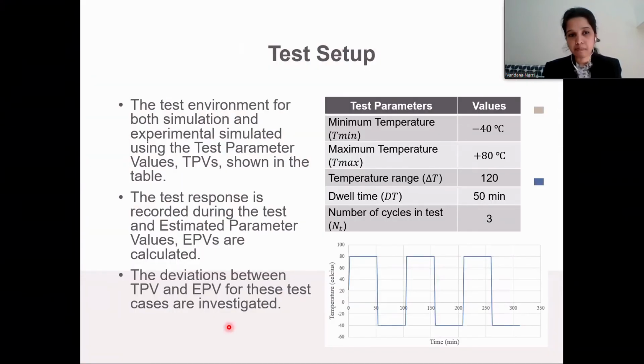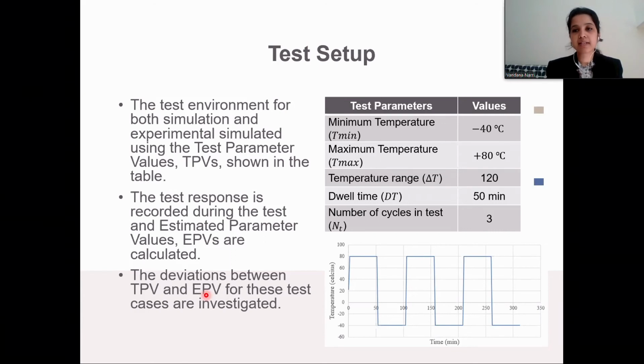And the test setup. In the test environment, both simulation and experimental, we use test parameter values, which are the values that we set before the test. And then after we have done the test, from the results that we get, we have estimated parameter values, which are called EPVs. And then we investigate the deviation between the test parameter values and the estimated parameter values. And ideally, we would like this deviation to be as small as possible.